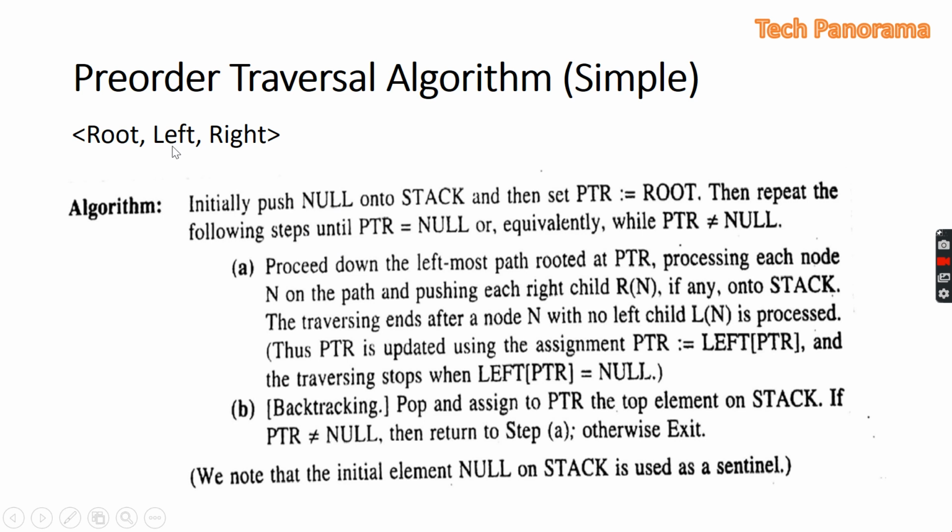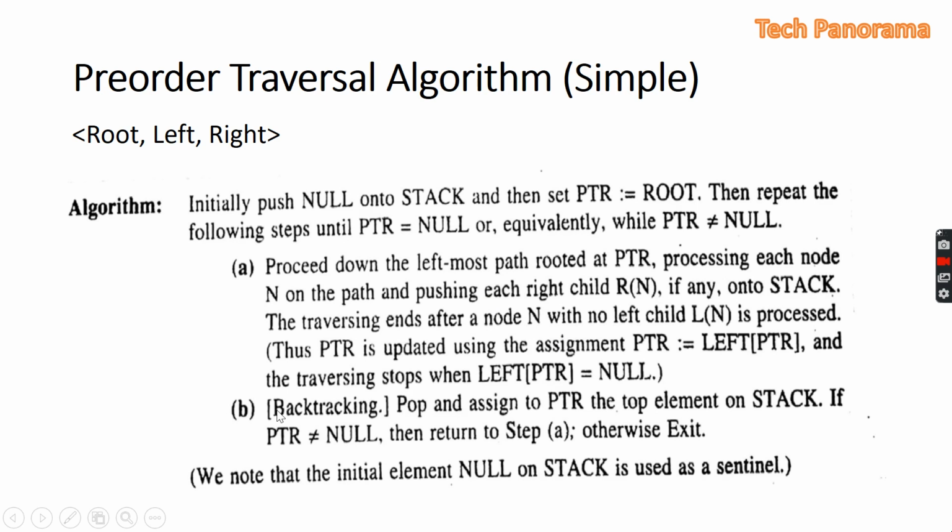So first, according to this method, we will process the root. We will process each node n on the path and proceed down the leftmost path rooted at ptr. While moving along the leftmost path, we will push each right child of the node n if the right child exists. If the right child does not exist, then we simply ignore it. Then proceeding down the leftmost path will go on till there is no left child.